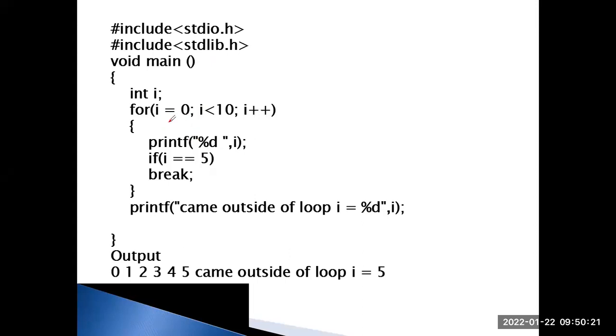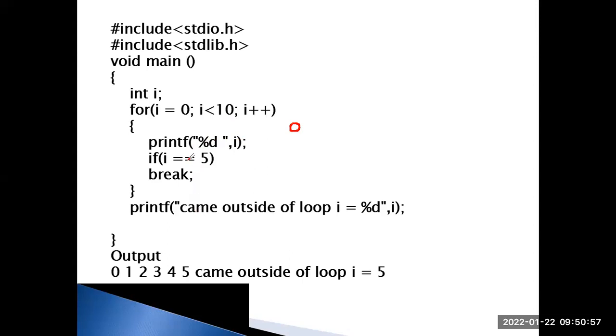For any for loop, here initially, for example, you have declared a variable I, and for I equal to 0, I less than 10, I plus plus, printf %d I. Initially it prints 0. Then it tests the condition: if I double equal to 5, then break. It stops here only, it breaks and comes out of the loop.